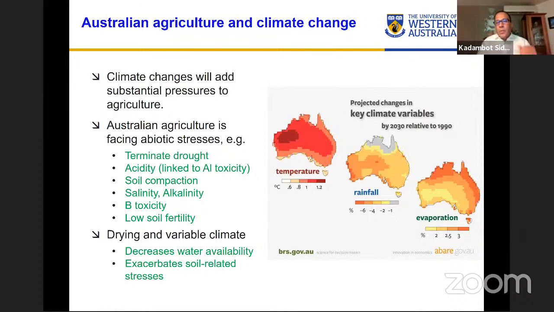200 years ago, the Europeans came, and everything you see, whether it is the wheat, the cow, the sheep, the fox, anything you see is all introduced and adapted to and bred to local conditions. So Australian agriculture is facing abiotic stress, for example, terminal drought, acidity linked to aluminum toxicity, which I'll come back to later, soil compaction, which I will also refer to, salinity and alkalinity, boron toxicity, and low soil fertility, with very, very highly weathered ancient soils. So the drying and variable climate will decrease water availability, and it will also exacerbate soil-related issues.